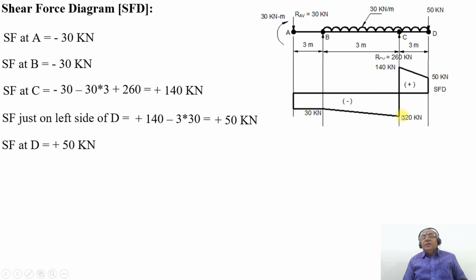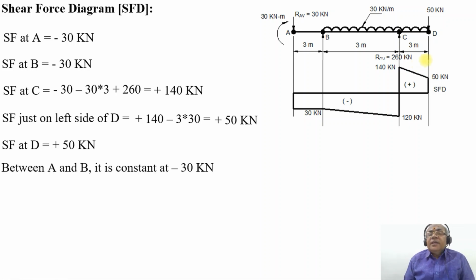Further it drops down. So SF at C, what happens? Because of the vertical load which is acting upwards, which is positive, it increases from minus 120 kilonewton to plus 140 kilonewton. SF just on the left-hand side of D will be 140 minus 30 into 3, which is 90. 140 minus 90 becomes 50 kilonewton. So SF at D also remains the same, 50 kilonewton. As it varies from 140 kilonewton to 50 kilonewton, since it is a uniformly distributed load, the variation will be a linear line.